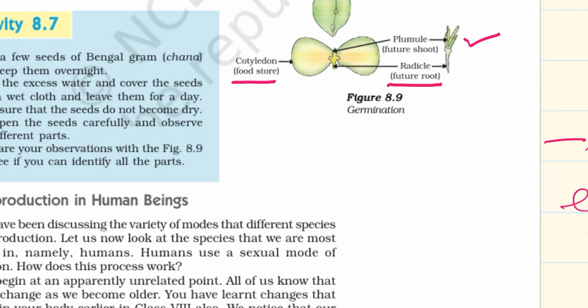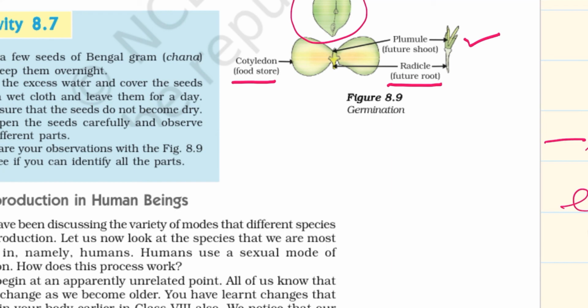Now the cotyledon, which stores the food, provides nutrients to the plants once the development of the plant starts or germination of the seeds starts. Now, the radicle develops into the root and the plumule into the shoot, and the zygote divides several times to form the embryo, giving rise to this seed.